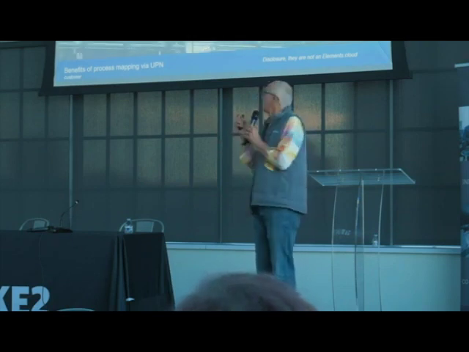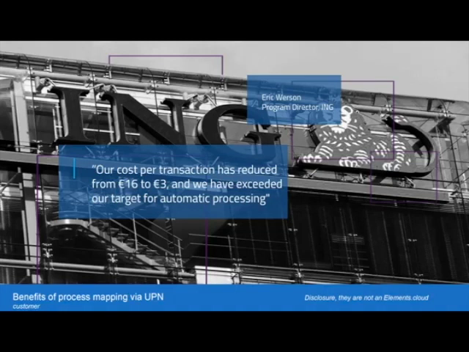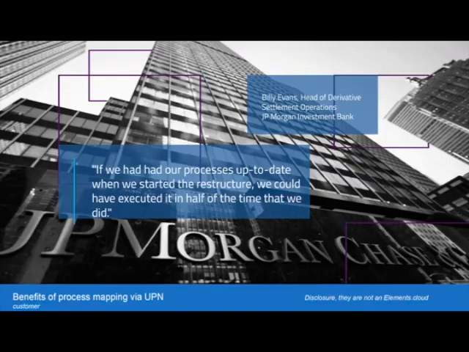We'll pick a couple more. Cost per transaction from €16 down to 3, and exceeded our target, and that was ING Bank in Holland. We've got one or two more. JP Morgan: if we'd had our processes up to date when we started the restructure, we could have executed it in half the time. And we're hearing that again and again and again.